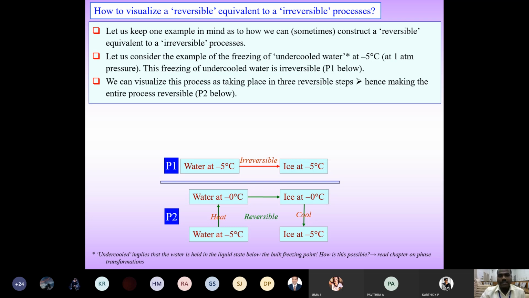So we can visualize this process as taking place in 3 reversible steps. This is a reversible step, this is a reversible step, this is a reversible step, but this is not a reversible step. This is an irreversible step.